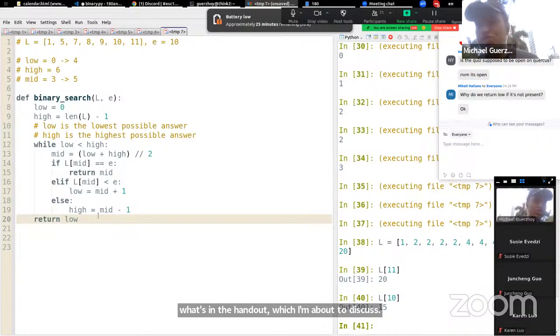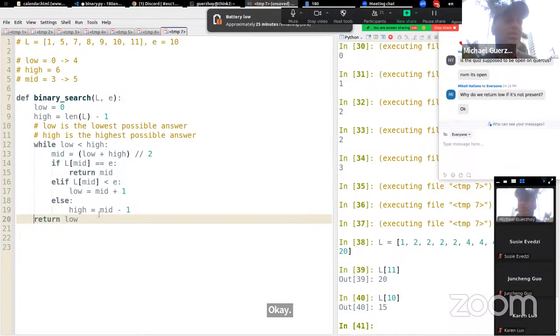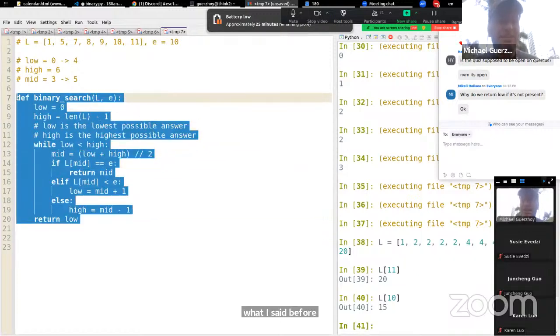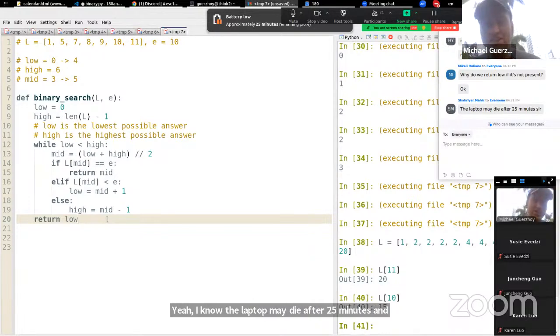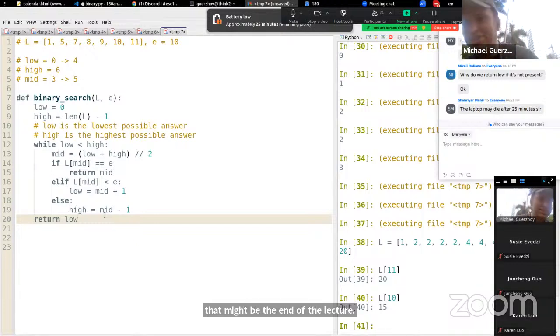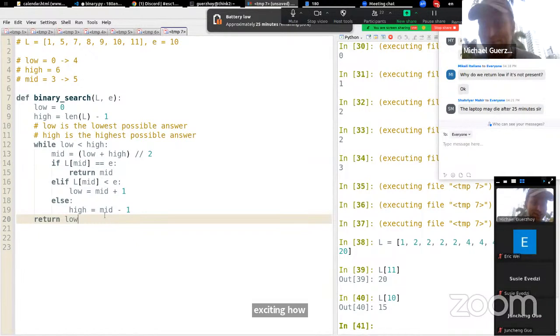So let me just repeat what I said before about the analysis of how fast this is. I know the laptop may die after 25 minutes, and that might be the end of the lecture. Exciting. I'll dim my screen a little bit so that you get more of the lecture.